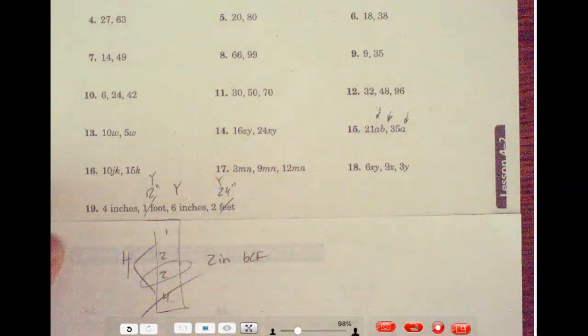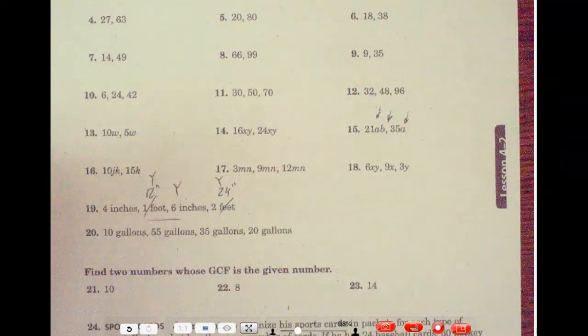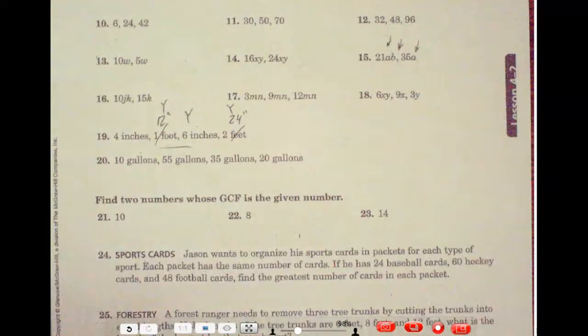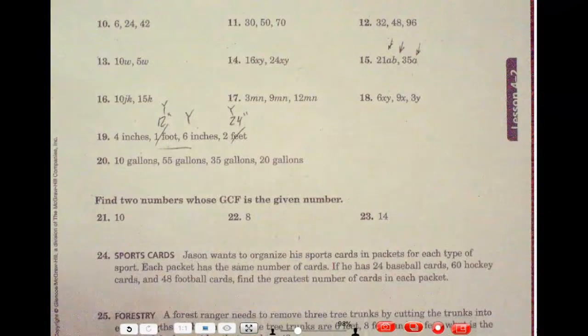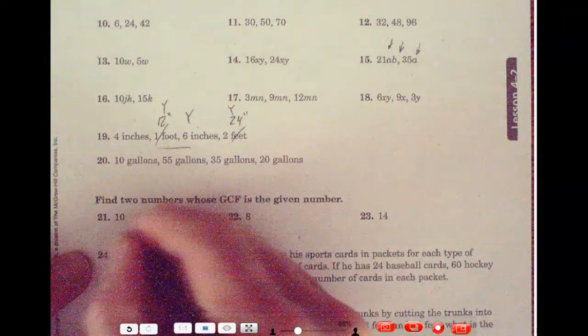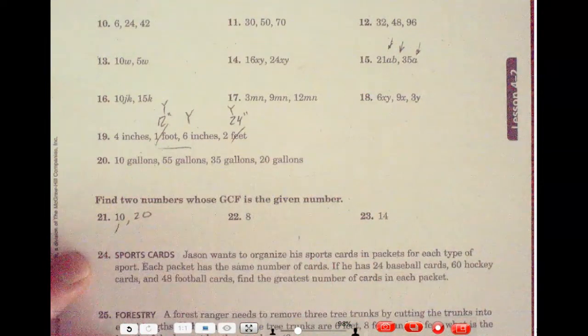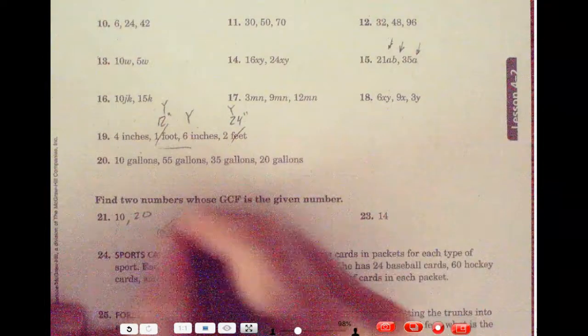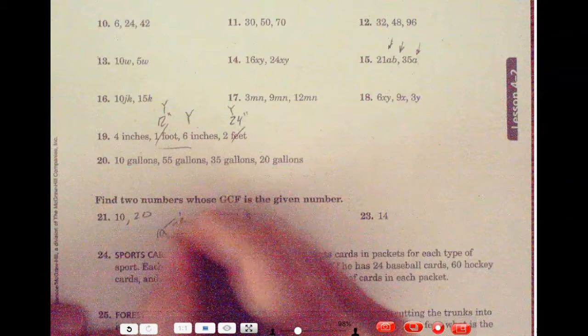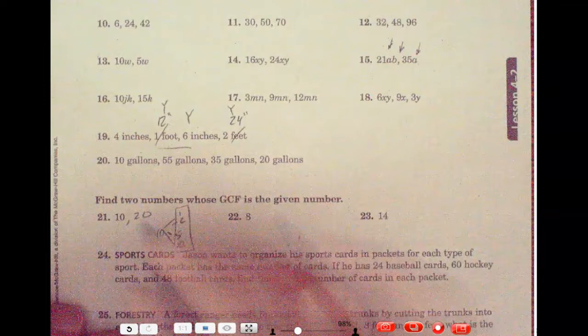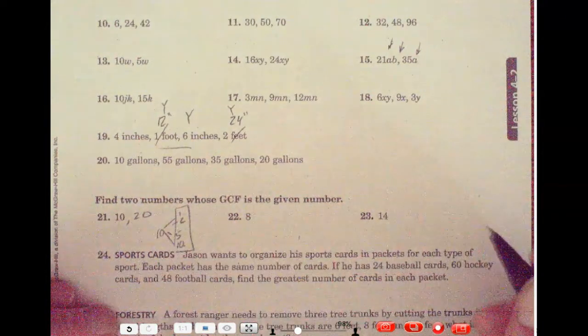Okay, what else do we got here? Kids always struggle with these ones here. Find 2 numbers whose GCF, whose greatest common factor, is the given number. Well, here's a cheating way of doing it. Double the number. Okay, 10 and 20. 10 will be the greatest common factor, right? Think about it. Here's 10. 1 and 10, 2 and 5. Okay, 10 is the greatest common factor of 10. It also goes into 20.